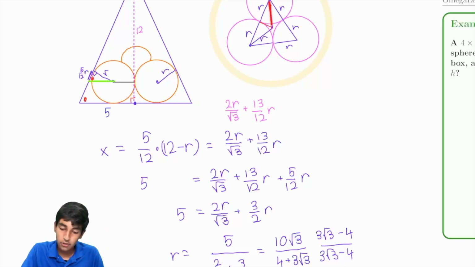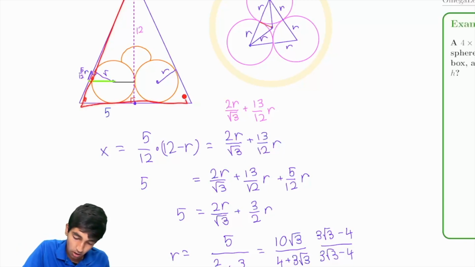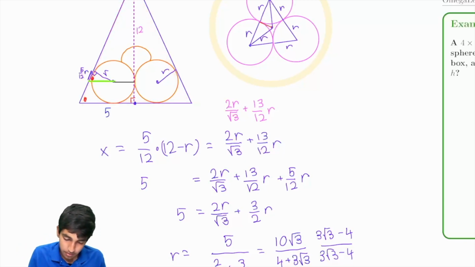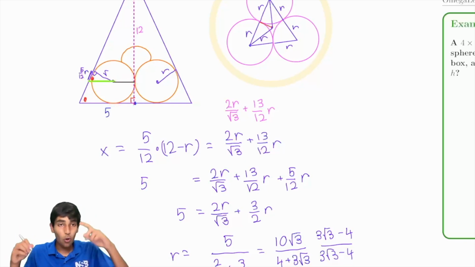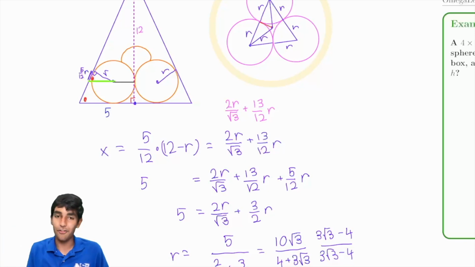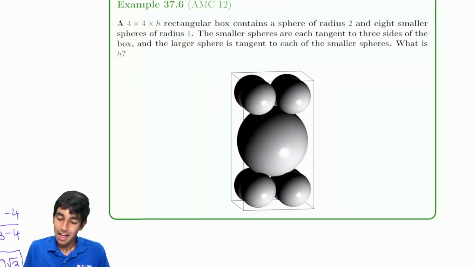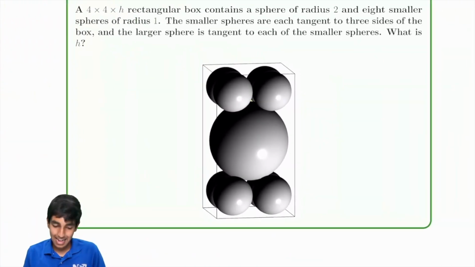One, using our cross section, 2 over root 3 r plus 13 over 12 r, which remember we found by our similar triangles. And we also found it using our original triangle over here, which is kind of like another cross section of its own. So we found this distance over this distance equals this over this, similar triangles, one variable equation, and boom, solved. Cool. Let's check out another example.